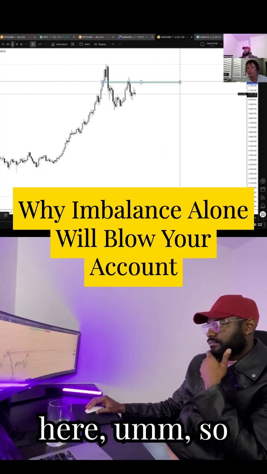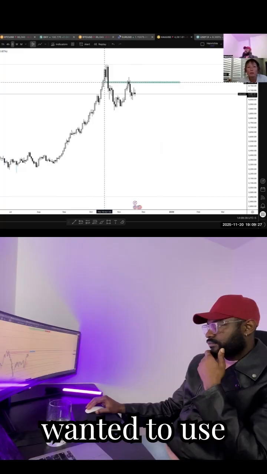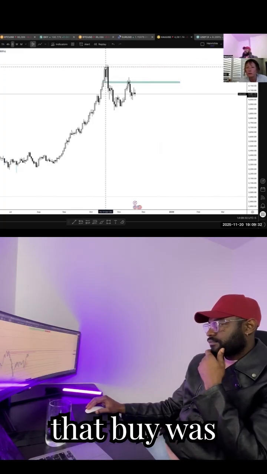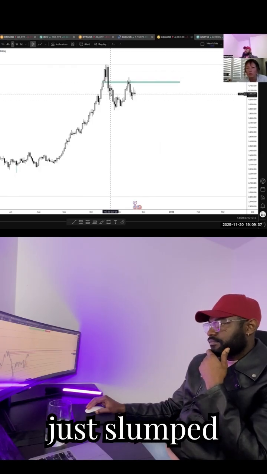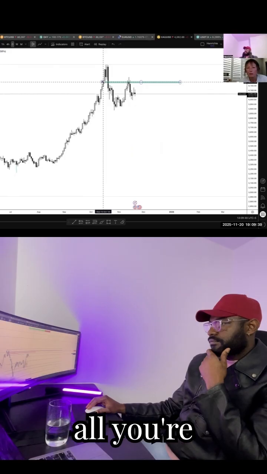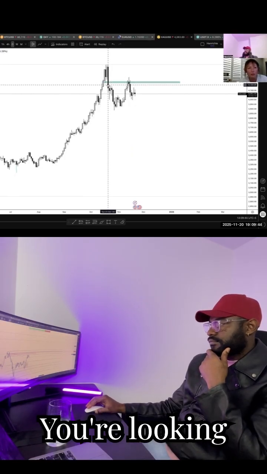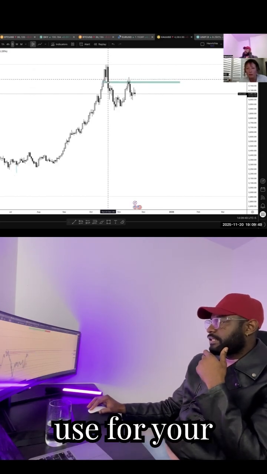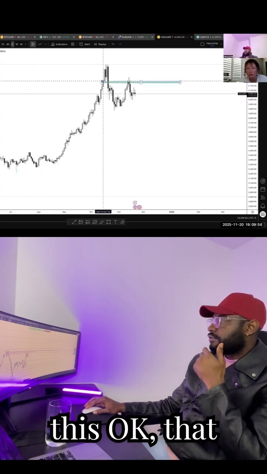Let's say this imbalance, right? Now, the market wanted to use this imbalance for a continuation for buys, but that buy was short-lived. Afterwards, the market just slumped and disrespected that imbalance. So all you're looking for is inside here, literally inside here. You're looking for imbalance right here that you will use for a sell, since the market has disrespected this.